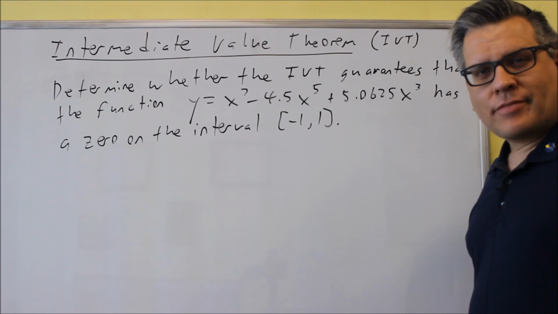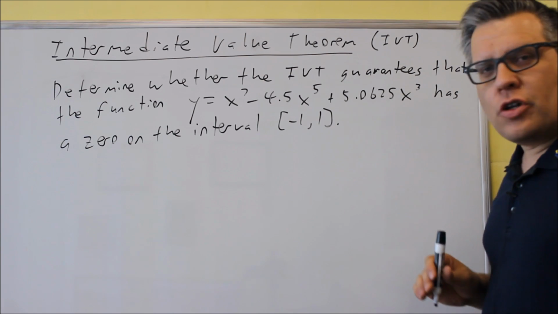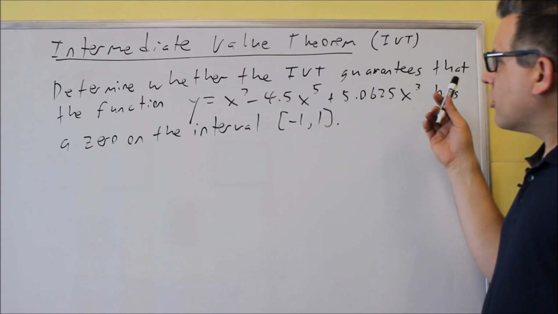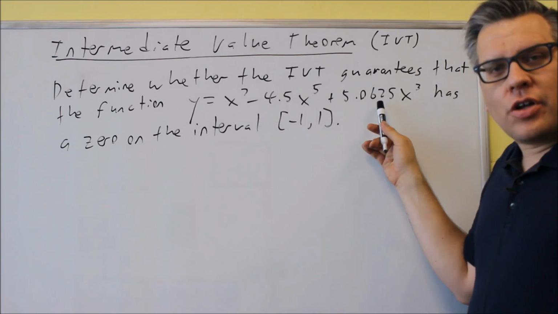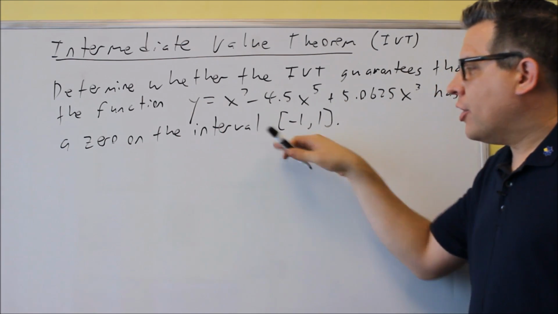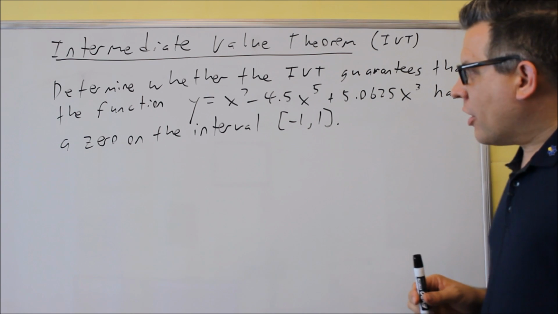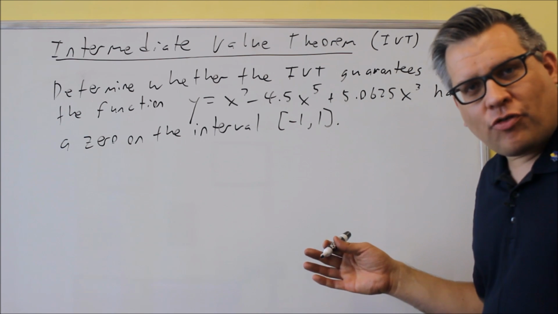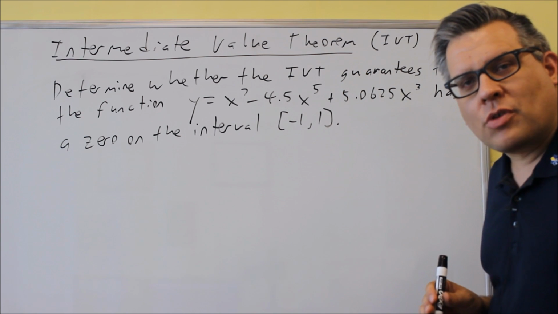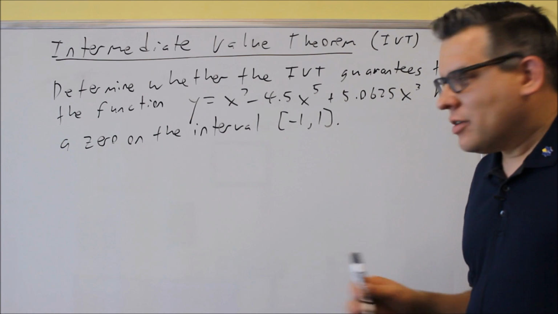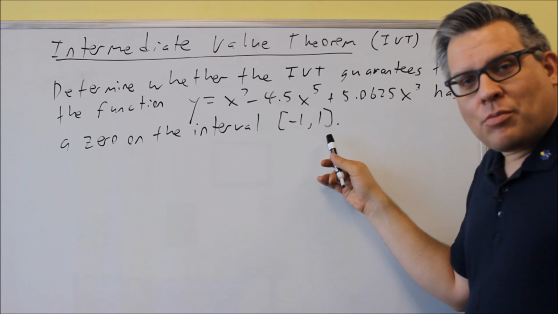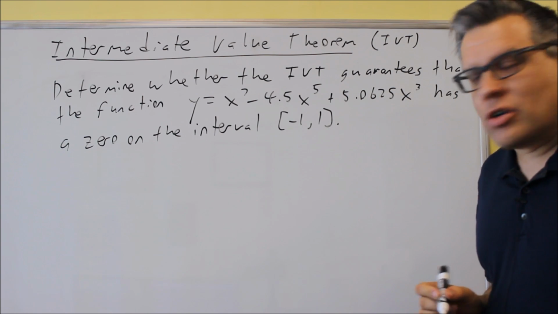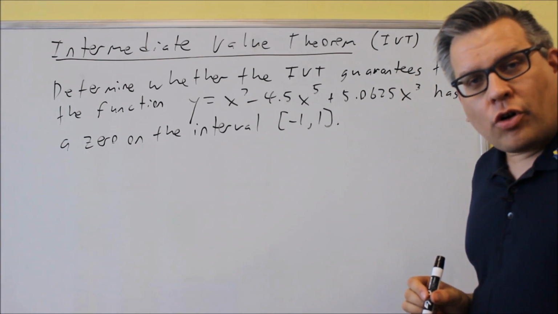Okay, so for our example, intermediate value theorem, IVT, determine whether the intermediate value theorem guarantees that the function that's listed here has a zero on the interval -1 to 1. Okay, so we have to use the theorem to show that there's a zero. So what we just talked about before in the description of the intermediate value theorem is that if you can show that if you evaluate the function at each of the endpoints and you see that they have opposite signs, then that guarantees that there's a zero on that interval between -1 and 1.